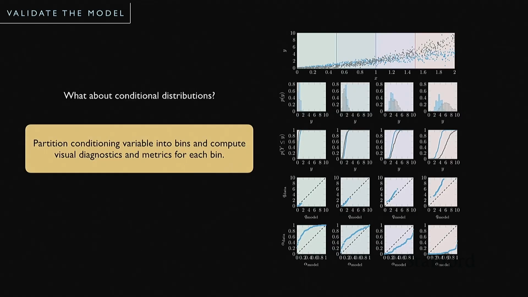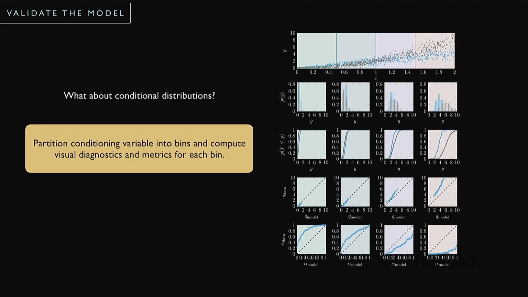Okay, and then finally, just really quickly, I want to talk about what if you have a conditional distribution that you want to compare. The most general thing that you can do here is partition the conditioning variable into bins. So say we have p(y given x). We just divide up x and say, okay, x is the same in all of these bins, and we make our comparisons in each bin individually. If you're going to do this, you'd probably want to use more than 4 bins.